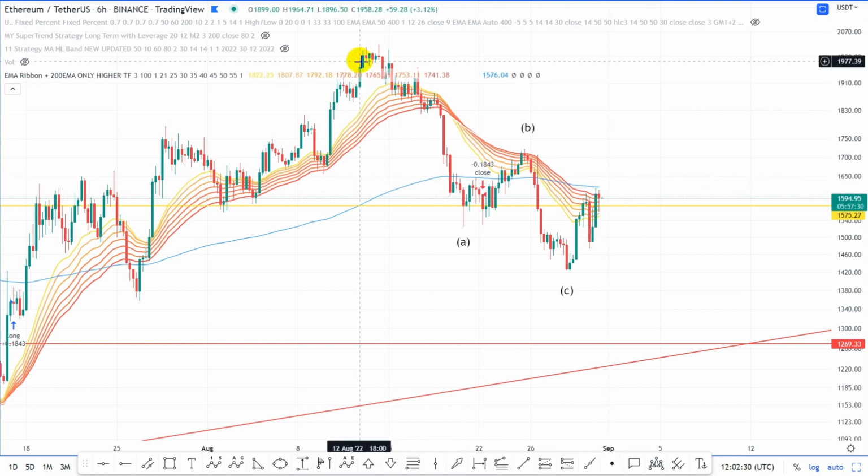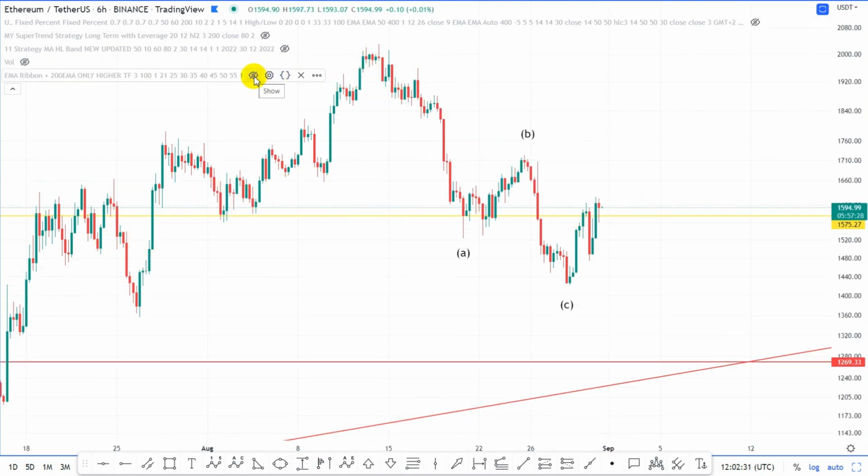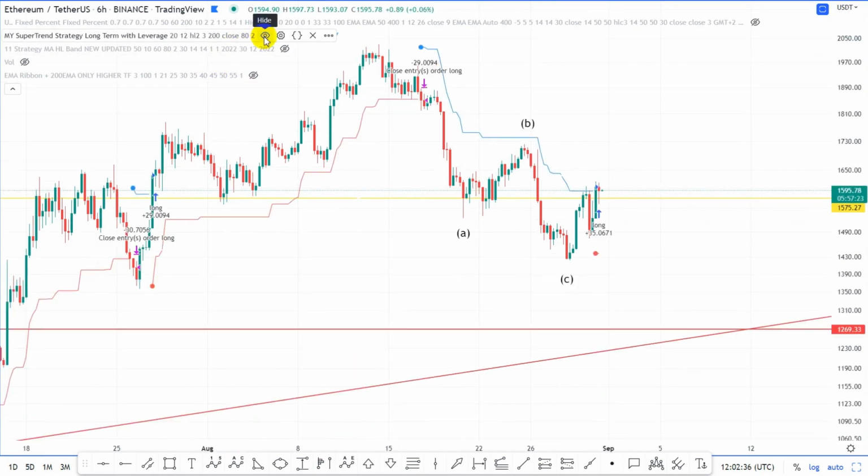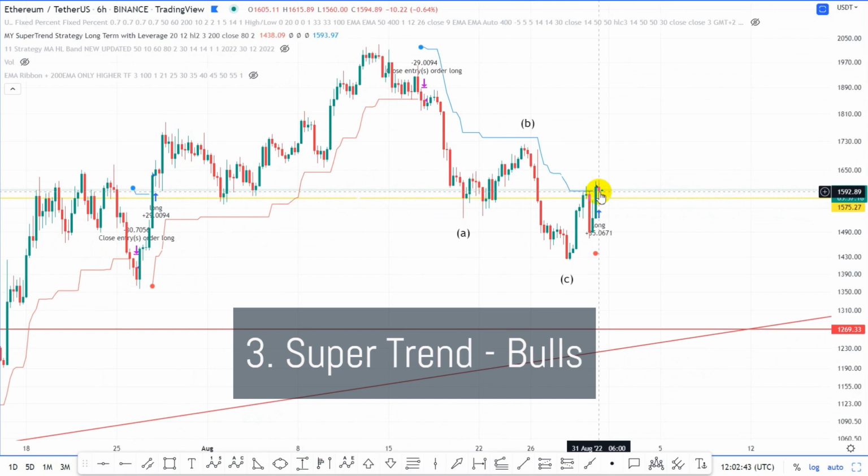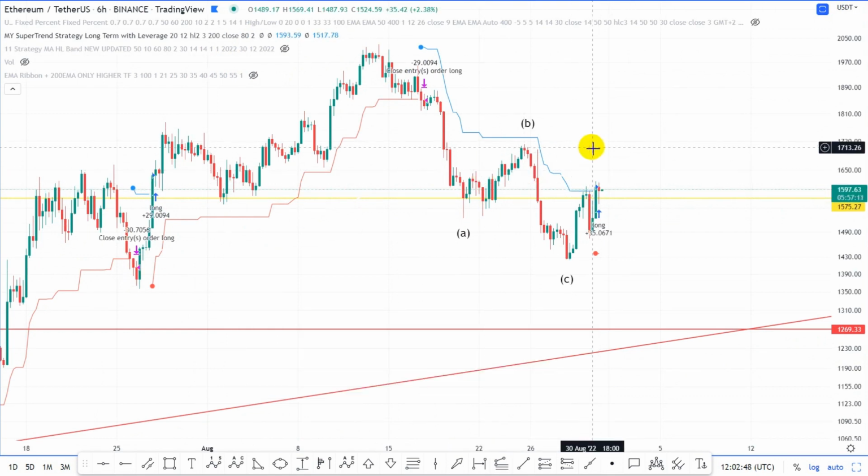Now the next one that we will review is the super trend indicator. And on the super trend indicator, the story is quite different. Actually, here was the signal to go long. So definitely the super trend indicator is one of the powerful indicators, especially, like I showed you, we are on the 6-hour time frame. So this is a midterm strategy, and here it shows to go long. And of course, this is a bullish sign. So on the super trend indicator, we go for the bulls.